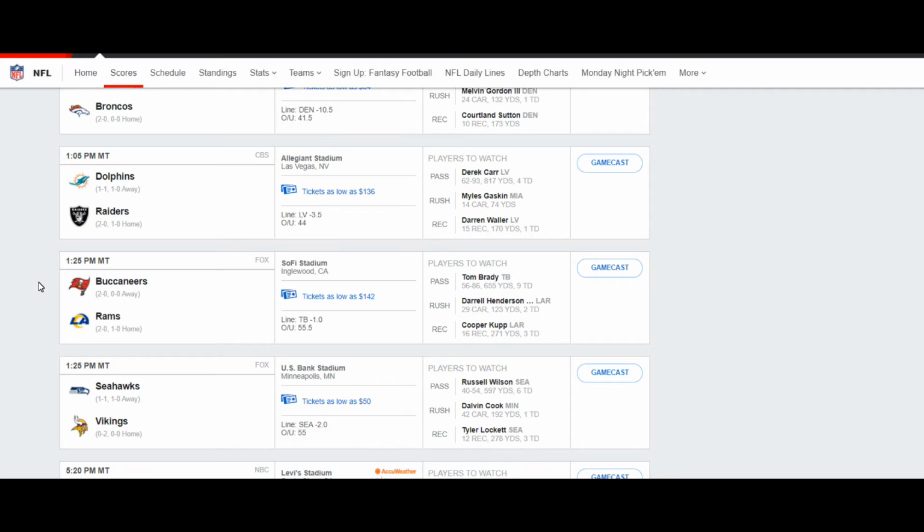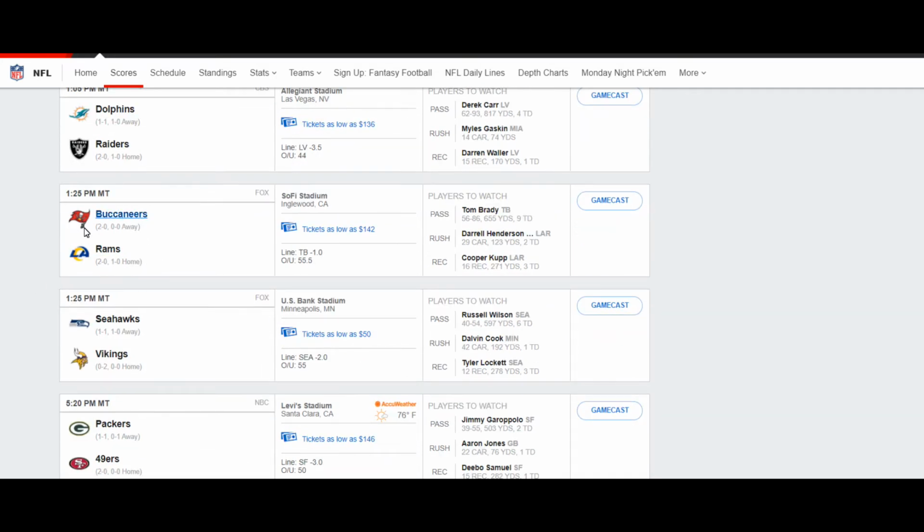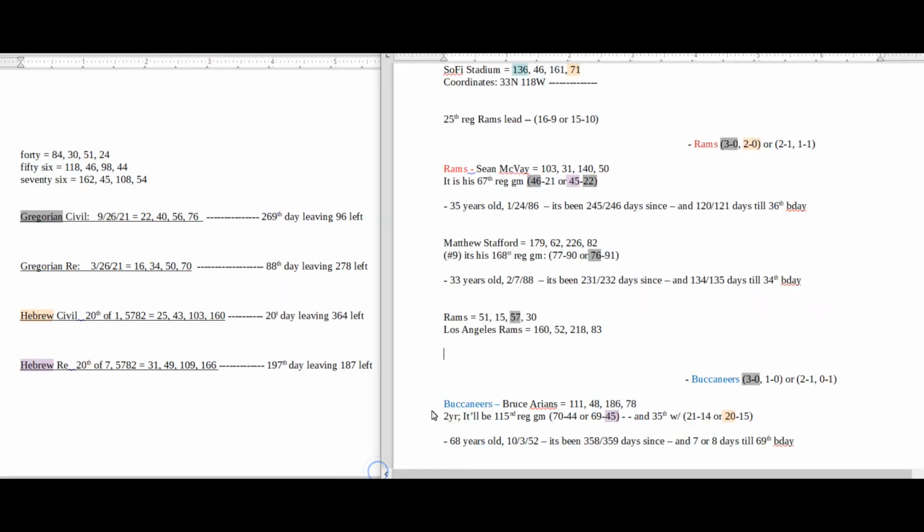Let's go ahead and get to the game. We're going to be looking at the Buccaneers versus the Rams in California. It's basically an even split game. Both teams undefeated, 2-0. One of these teams is going to go 3-0.